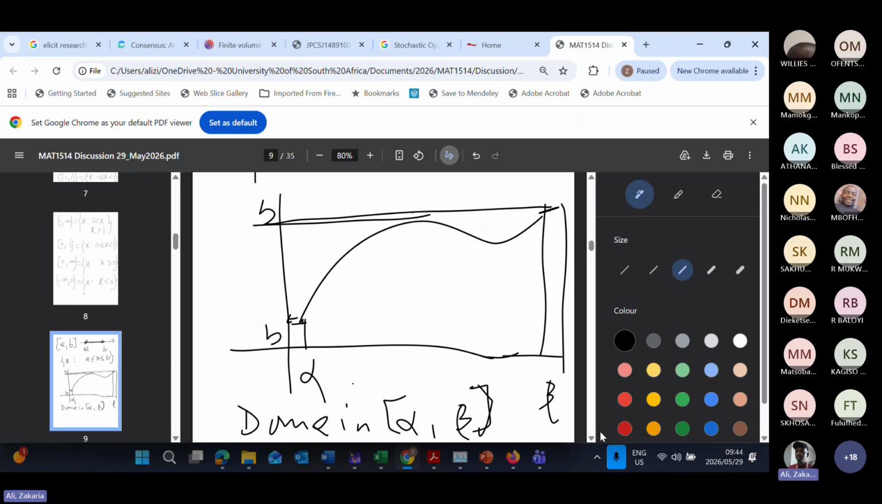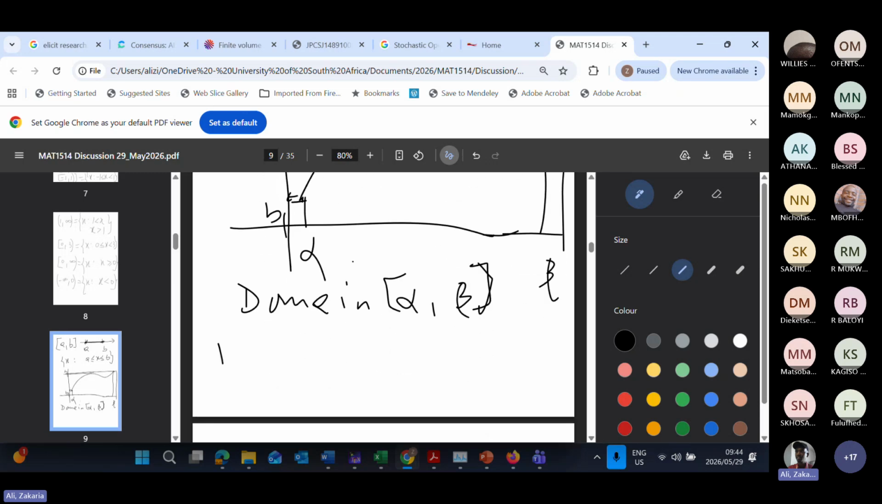And then you can also pick up the range from B1 to B2. So the range will be from B1 to B2. Just by looking at the graph, you should be able to understand that the range is from B1 to B2, and the domain is from alpha to beta.